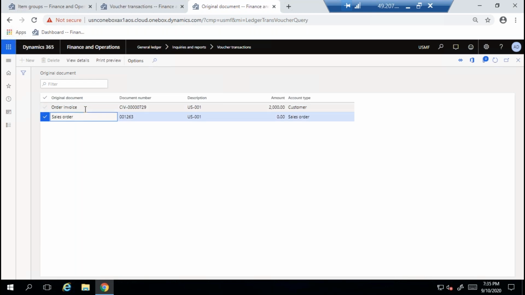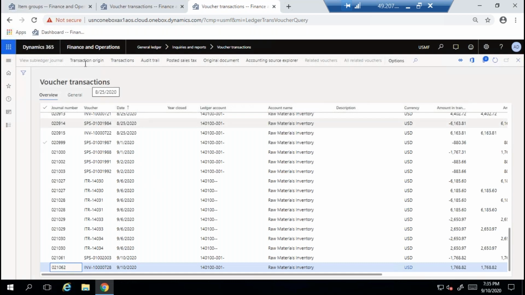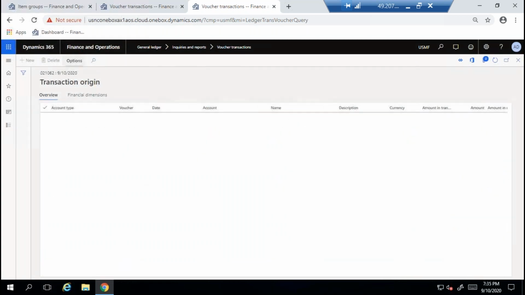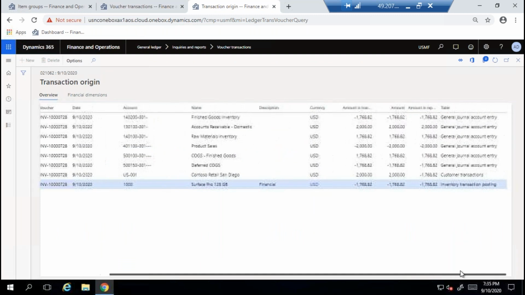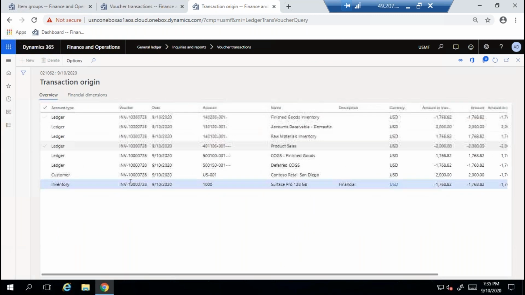This is the invoice. Where do you see all the vouchers? If you want the entire voucher, you can see it from the original transaction origin. Here you see all the vouchers. See this voucher number, INV. Those three letters are very important for the finance guys.